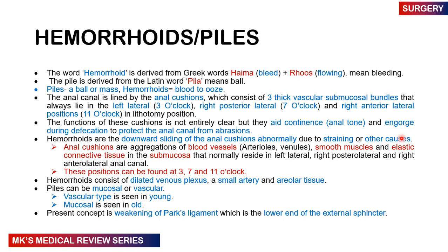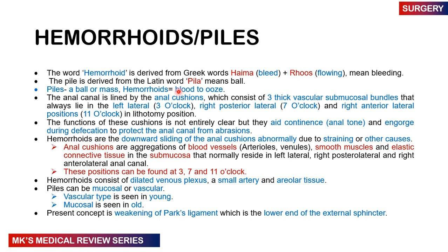Now, let's go into details about hemorrhoids or piles. Remember, the word hemorrhoid comes from two Greek words: haima, meaning blood, and rhoos, meaning flowing, so meaning bleeding. So if you have a hemorrhoid, you're pretty much bleeding. We can also use the word piles, which is derived from Latin, pila, meaning pillar or ball. So it's like a ball or a mass, and hemorrhoid is like blood oozing out. So it's a mass in the rectal area that's going to be oozing out.